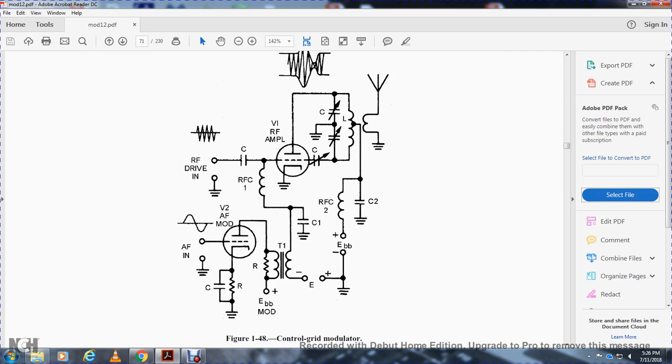In our control grid modulator, you see the radio frequency drive, then RFC 1, radio frequency choke 1, radio frequency amplifier V1, the audio frequency modulator, audio frequency input, transistor 1, and capacitor tuning circuits.